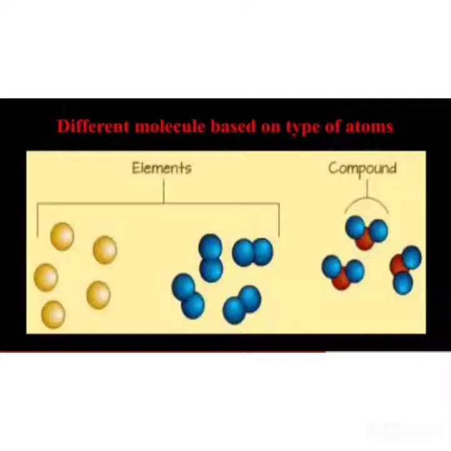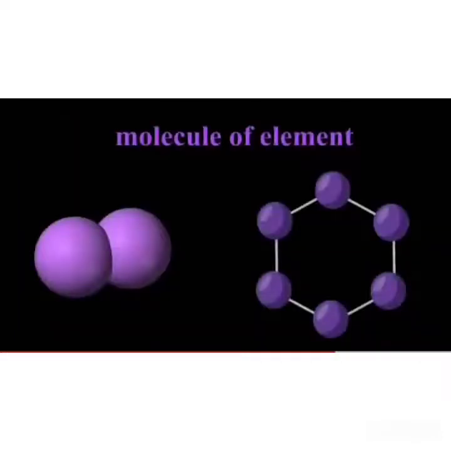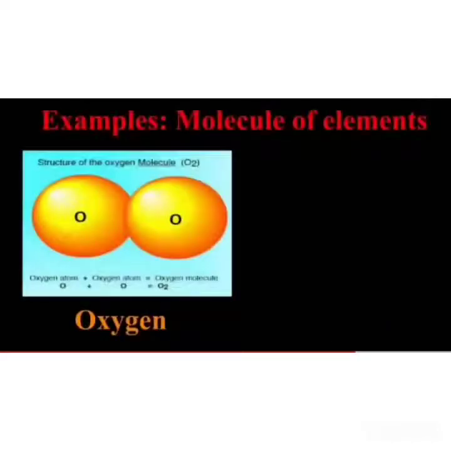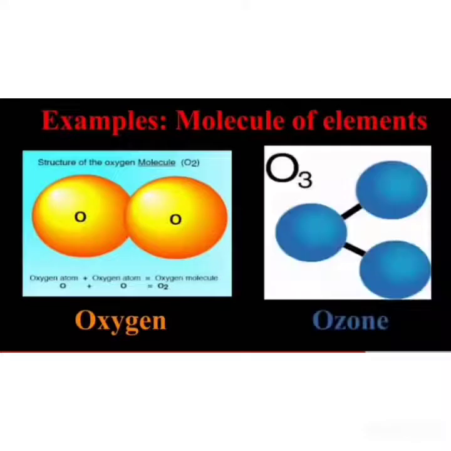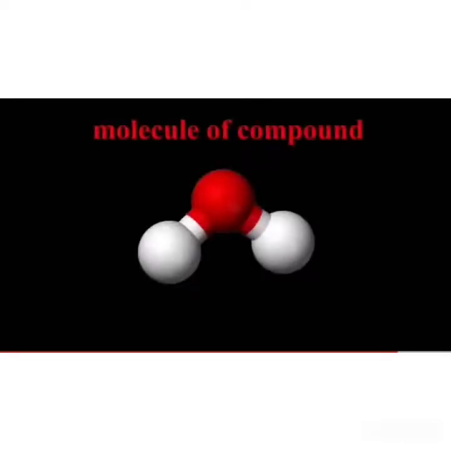Now let's learn about the different molecules based on the types of atoms. When a molecule is comprised of the same type of atom, then they are called molecules of elements or homoatomic molecules. An oxygen molecule has 2 oxygen atoms and an ozone molecule has 3 oxygen atoms. So, ozone and oxygen are called molecules of elements or homoatomic molecules.